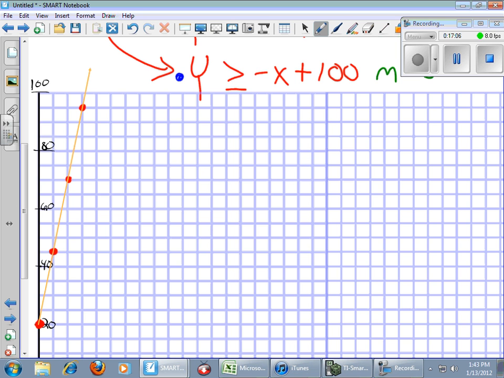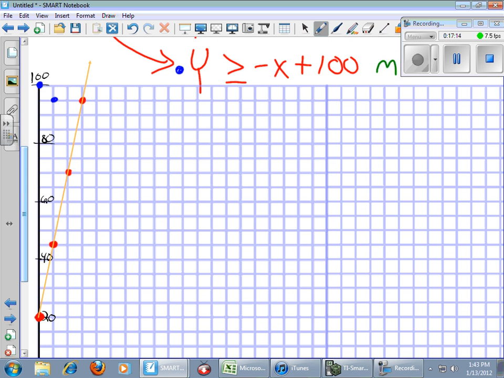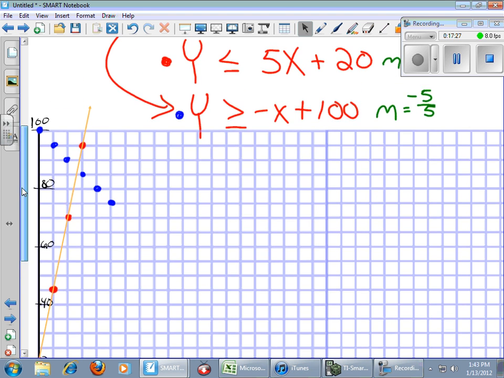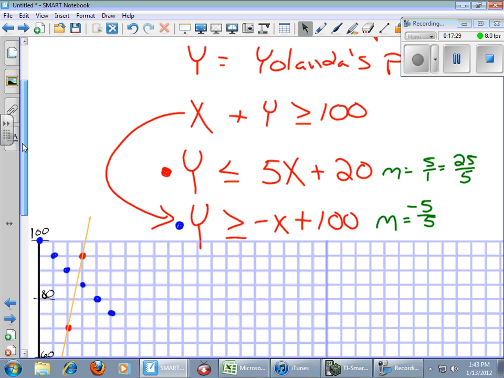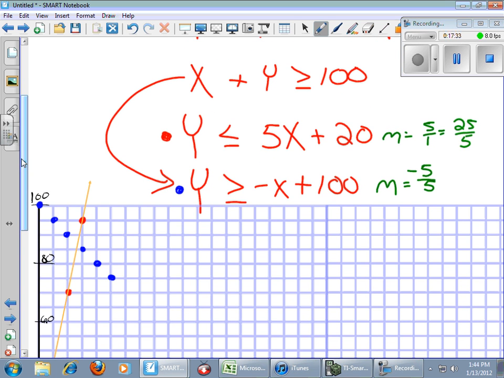Okay, the y-intercept is 100. And then it looks like I'm going to go down 5/5. Remember, that's what I said. So I'm going to go down 5/5, down 5/5, down 5/5, down 5/5, down 5/5. Now, I actually forgot to do my shading, didn't I? So I'm going to go ahead and test that red one before I draw the next line. And I'm going to put the origin in.